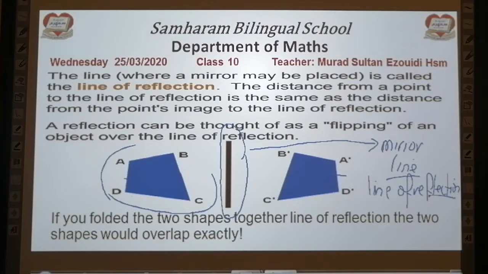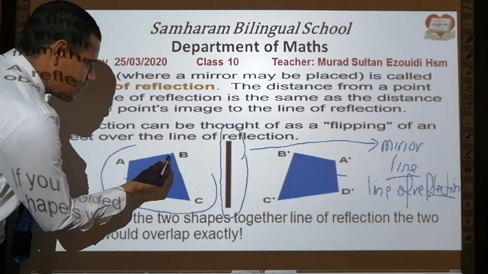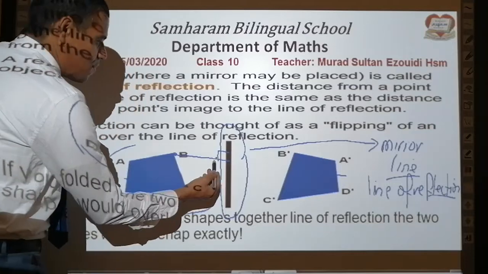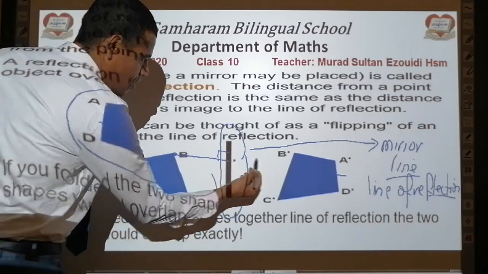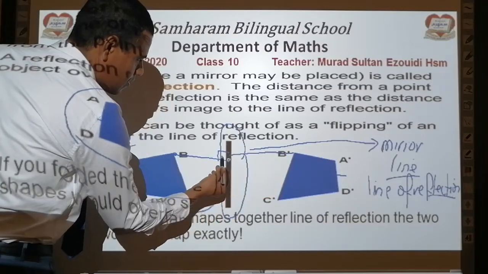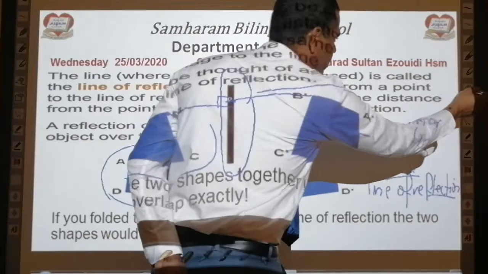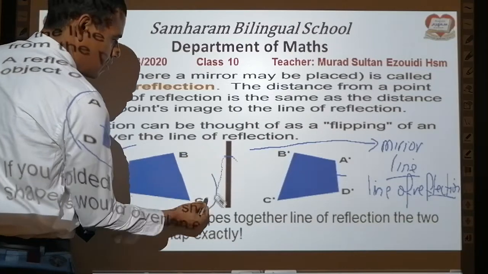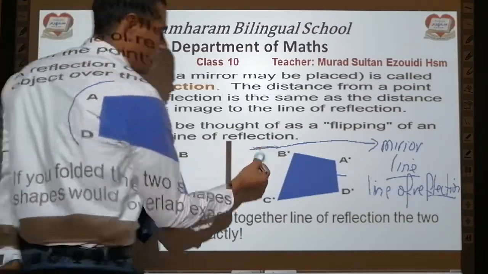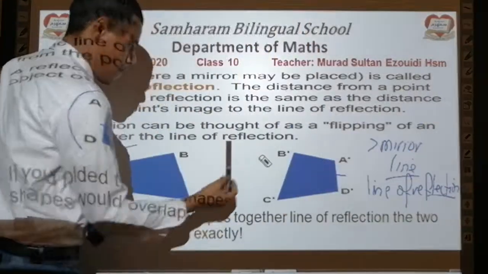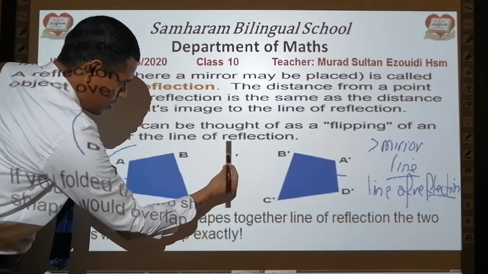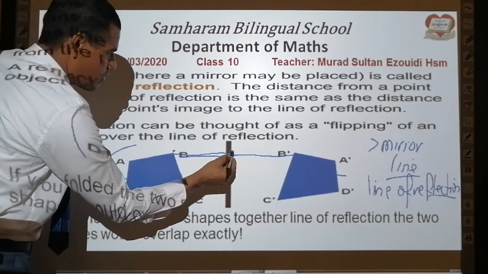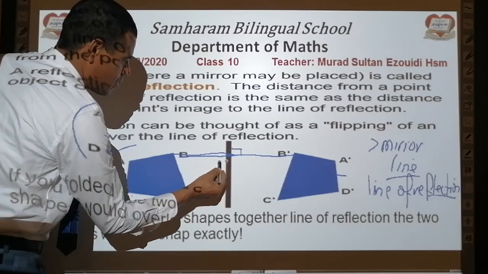Then, the distance from a point to the line, for example, I will choose this one. I will make the distance here. What do you think about this distance? This should be perpendicular, of course, and this one, my kids, this is 90 degrees and this is also 90 degrees.